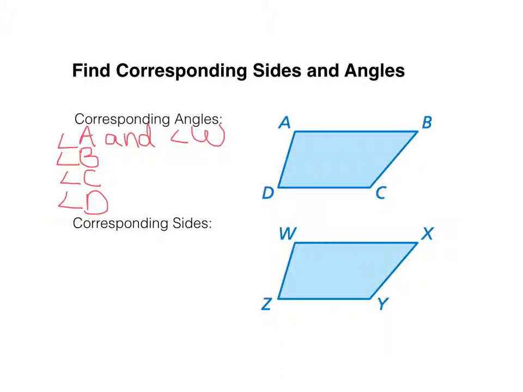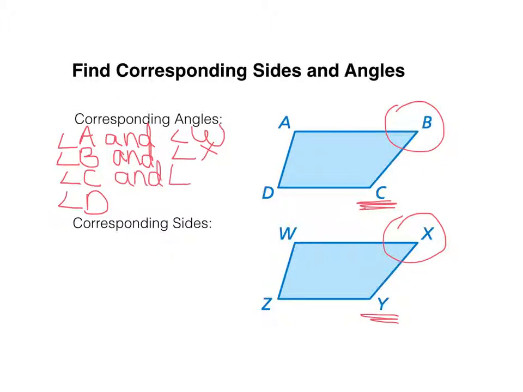How did you do? Well, the corresponding angle to angle B is the same matching angle in the other figure, which would be angle X. The corresponding angle to angle C would be this one here, which will be angle Y. And then last but not least, angle D corresponds to angle Z. Pause the movie and check your work. Press play when you're ready to continue.